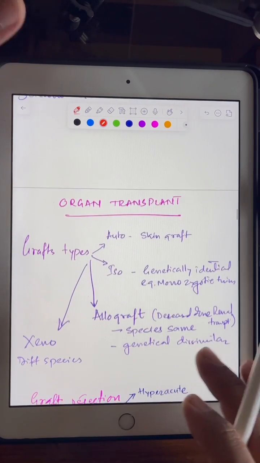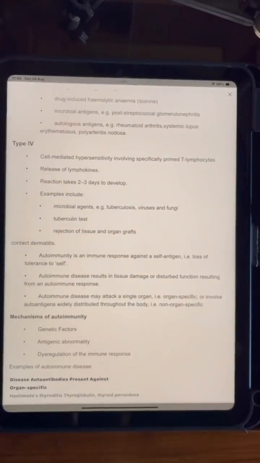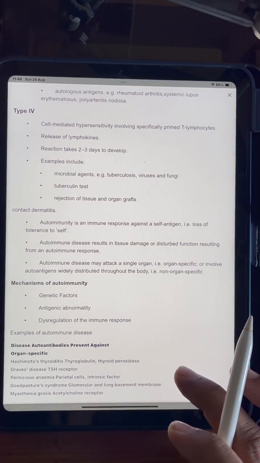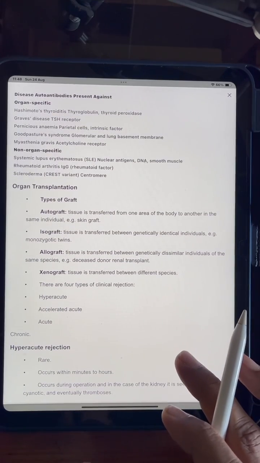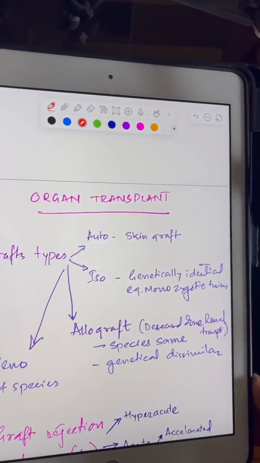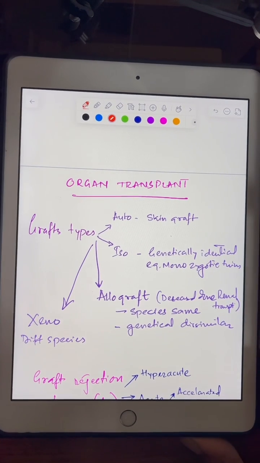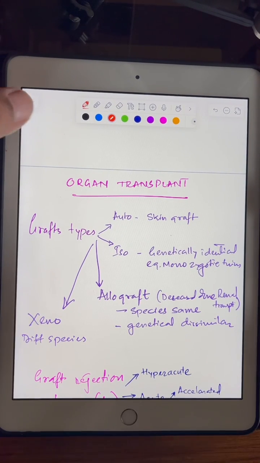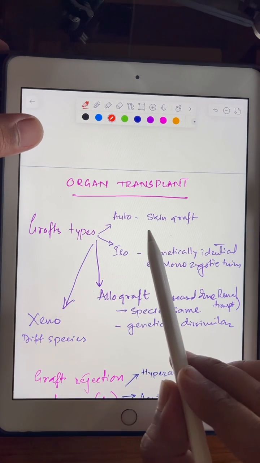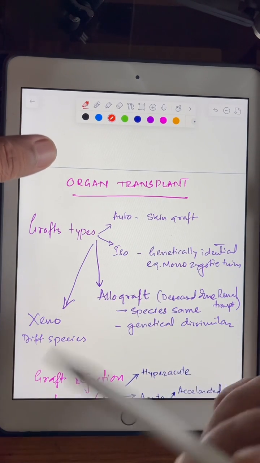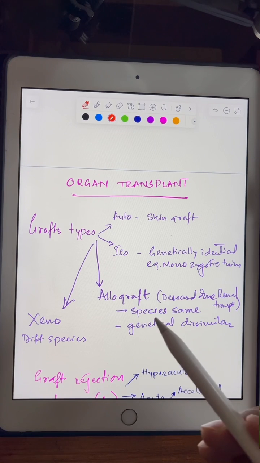These are non-specific. Now let's have some discussion regarding organ transplantation. What are the different types of grafts? Autograft, isograft, allograft, xenograft. Autograft, skin grafting which we do, is an autograft from one surface part to the other.